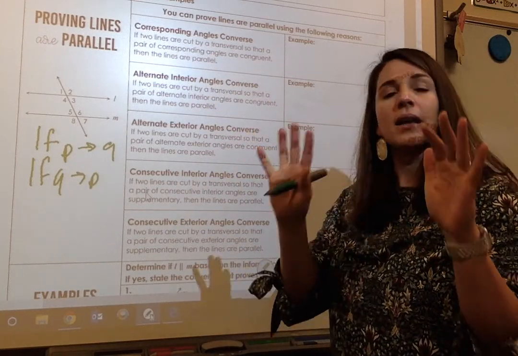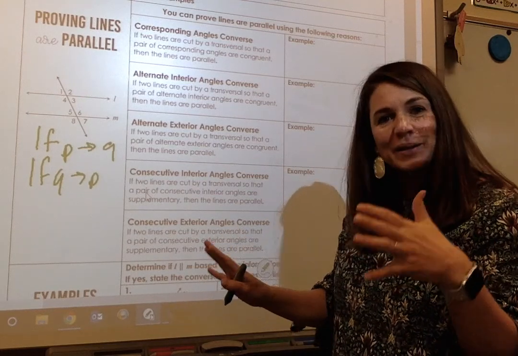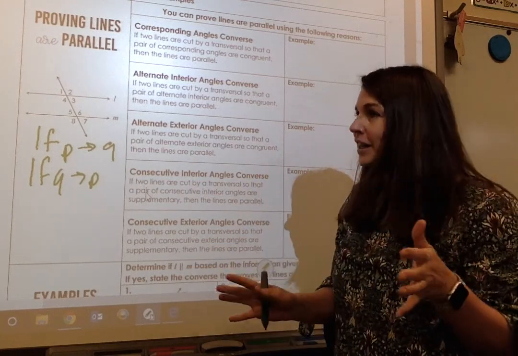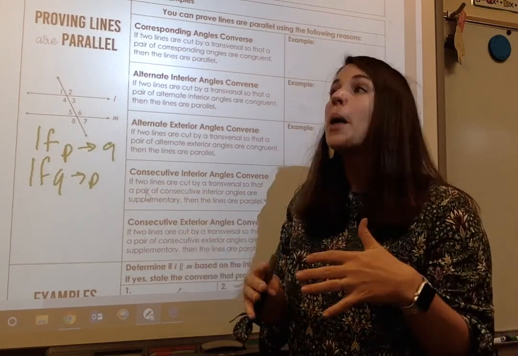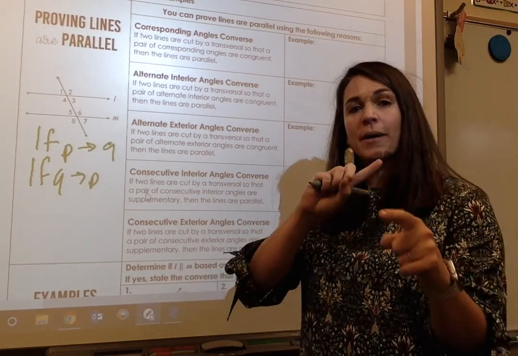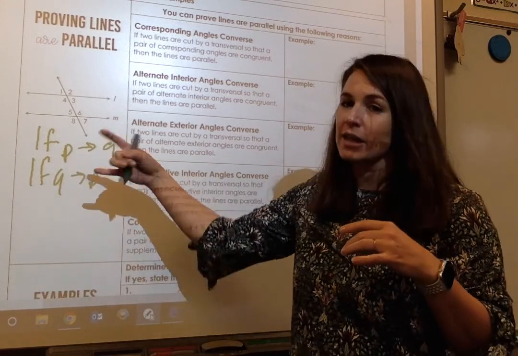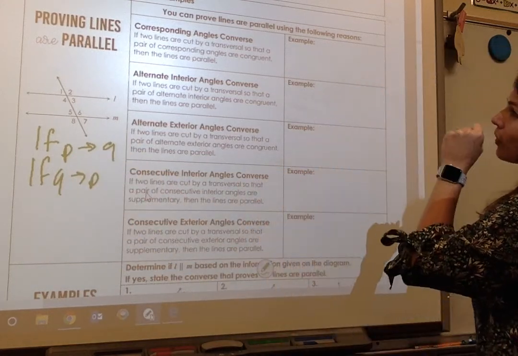So it's very, very similar. We're going to solve for x the same way. We're going to look at alternating interior, alternating exterior, all these different kinds of pairs of angles. But I want you to keep in mind that we're talking about the converse. So we are reversing that conditional statement. So here's what I mean.